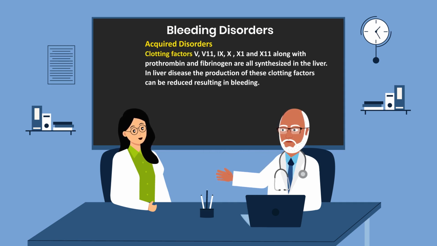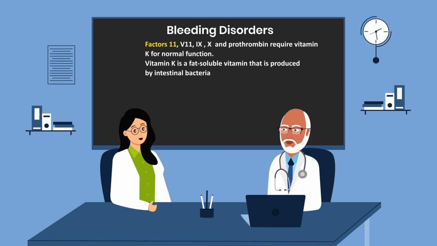Clotting factors 5, 7, 9, 10, 11, and 12, along with prothrombin and fibrinogen, are all synthesized in the liver. In liver disease, the production of these clotting factors can be reduced, resulting in bleeding. Factors 2, 7, 9, and 10 and prothrombin require vitamin K for normal function. Vitamin K is a fat-soluble vitamin that is produced by intestinal bacteria.